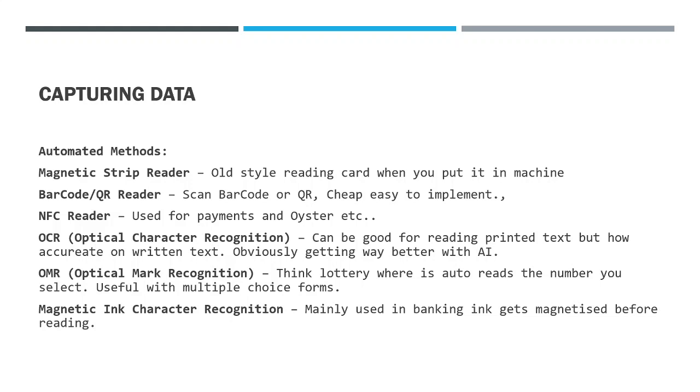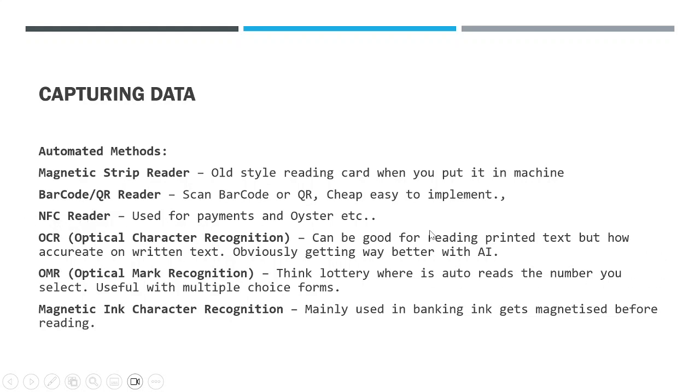You've got optical character recognition, where the computer will scan text and try and work out what it means. It's very good on printed text, but how accurate, comedy that I spelled accurate wrong there, on written text, but obviously it is getting better with AI, but still it's better with printed text.